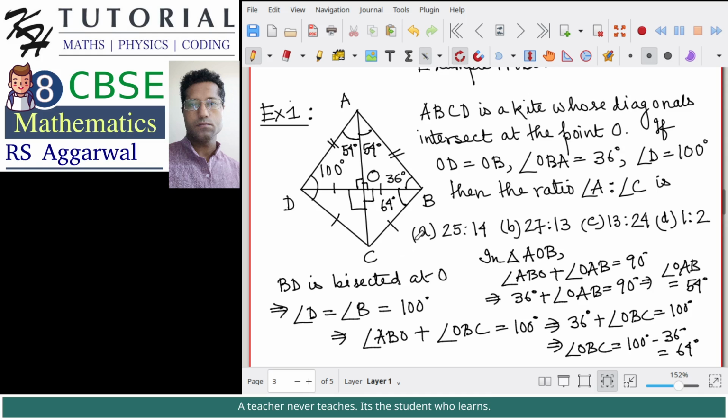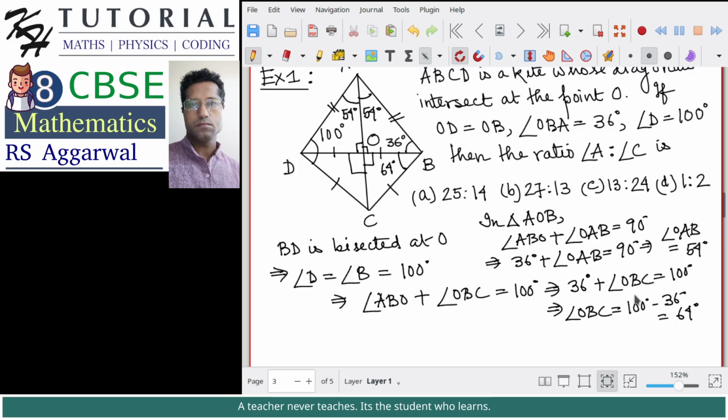Okay. So what is angle A? We have found angle OAB is equal to 54 degrees. This means that angle A will be twice angle OAB, which is 54 degrees multiplied by 2, which is basically 108 degrees.